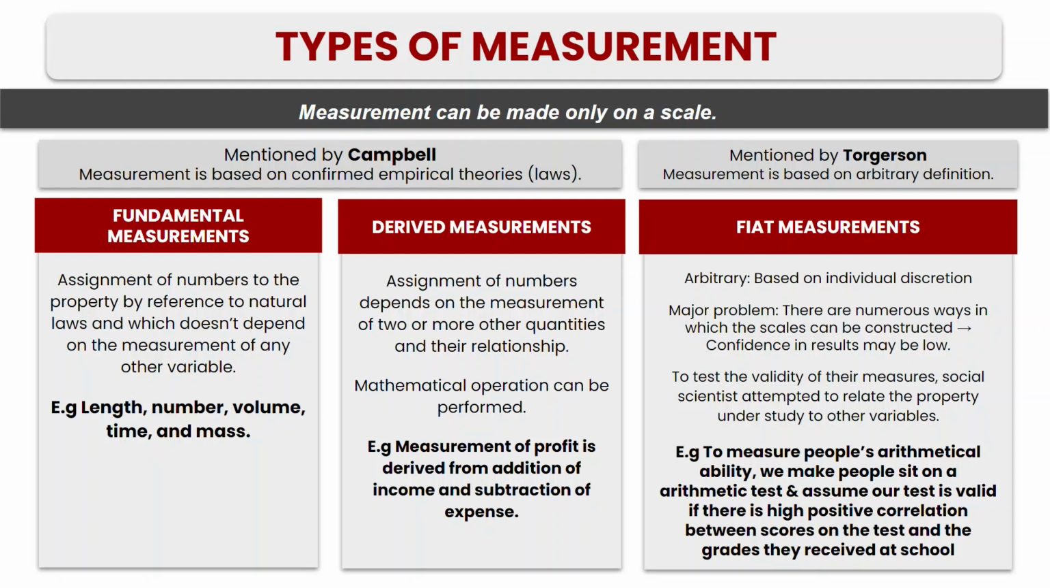The last type of measurement is mentioned by Torgerson, and it is the fiat measurement. In contrast to measurement listed by Campbell, the fiat measurement is not based on confirmed theory. Instead, it is based on arbitrary definition. What does it mean by arbitrary? It means that it is based on individual discretion rather than fair application of the law.